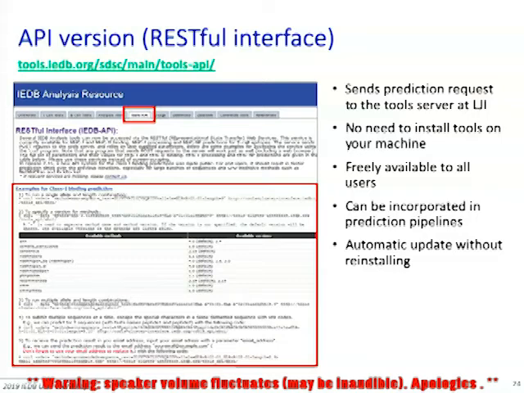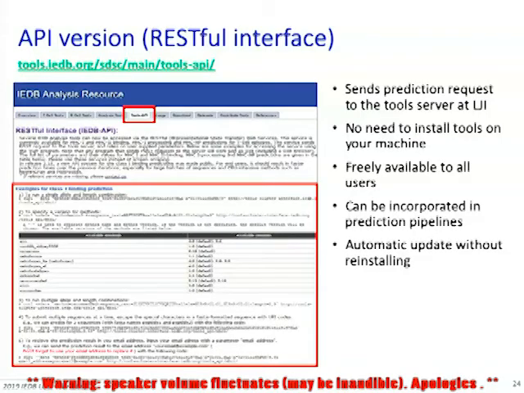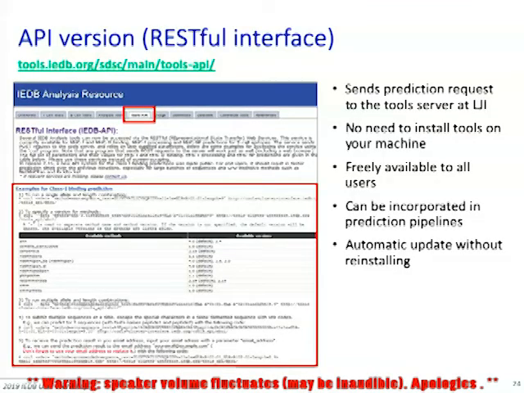The advantage is that you don't have to install anything on your local machine. So if you have just one peptide and one allele, or a couple of alleles, couple of peptides, you can quickly type it and get the result. And another major advantage is that it can be incorporated in prediction pipeline. I'll just show a glimpse of that. And this is freely available to everybody, industry or everybody, freely available. And this is automatically updated.